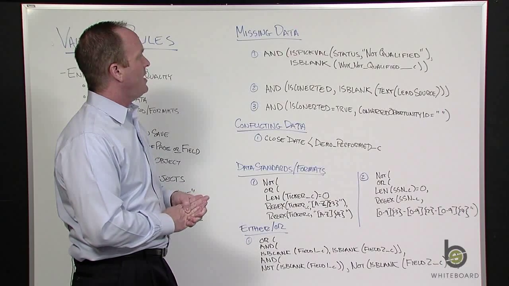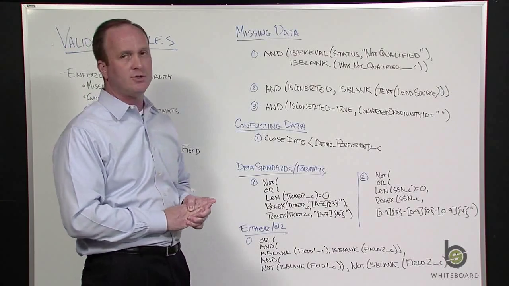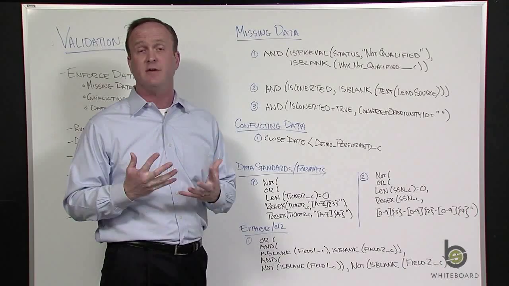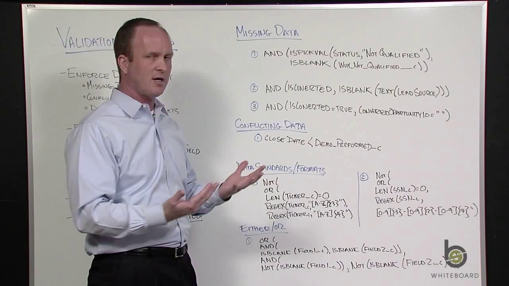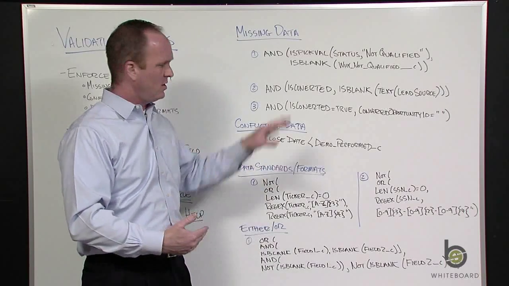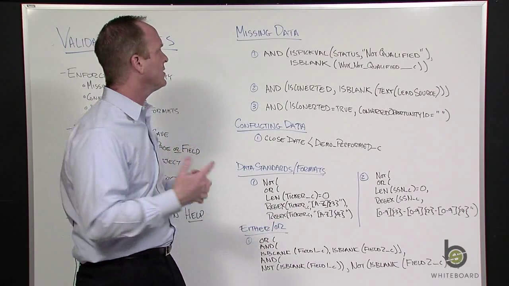So let's look at a couple of validation rules that identify missing data on a record. Let me step through this formula. If you're not comfortable with formulas, I think once we get through these exercises, it'll start to click.